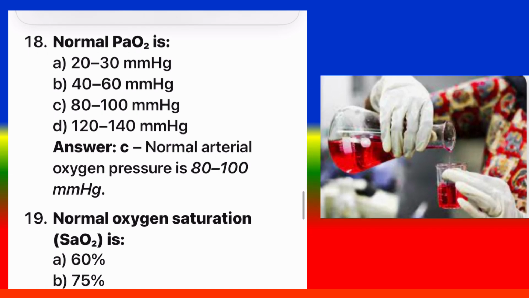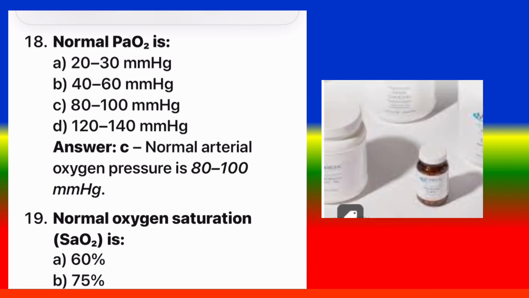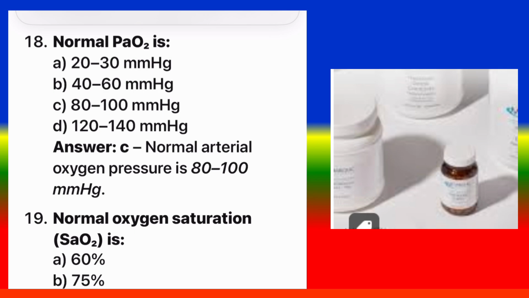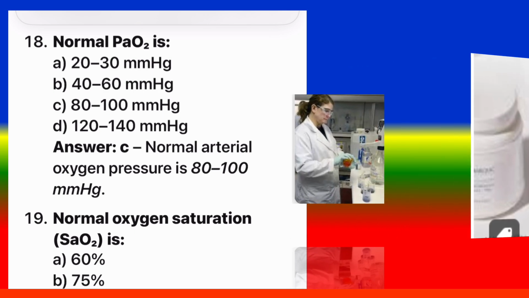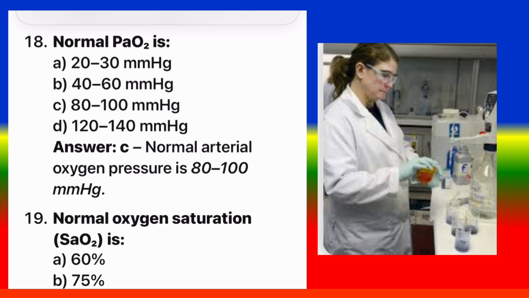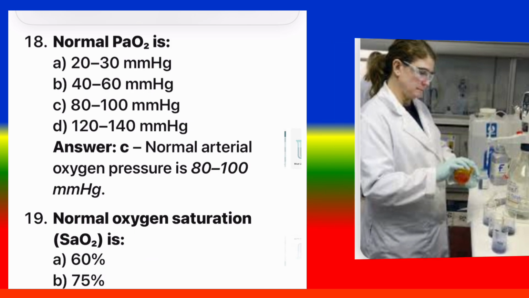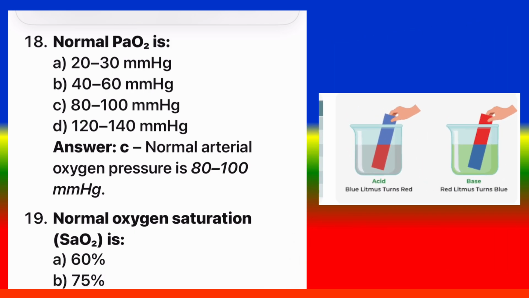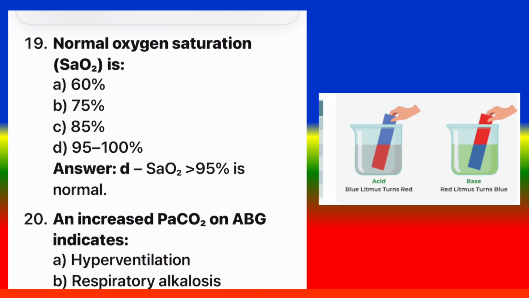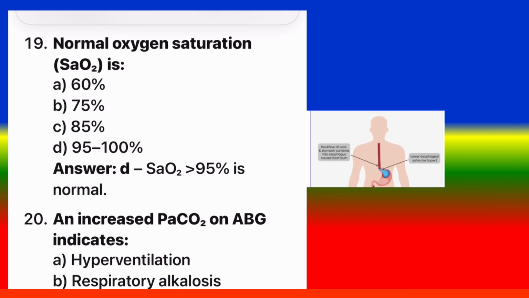18. Normal PaO2 is: A. 20 to 30 mmHg, B. 40 to 60 mmHg, C. 80 to 100 mmHg, D. 120 to 140 mmHg. Answer C. Normal arterial oxygen pressure is 80 to 100 mmHg. 19. Normal oxygen saturation SpO2 is: A. 60%, B. 75%, C. 85%, D. 95 to 100%. Answer D. SpO2 of 95% or more is normal.